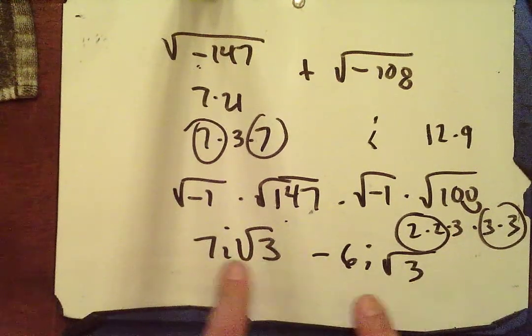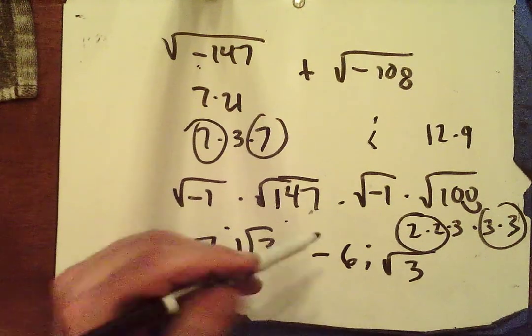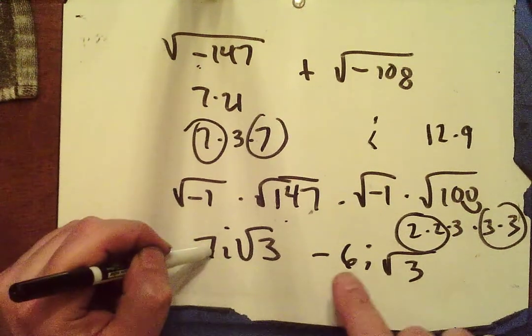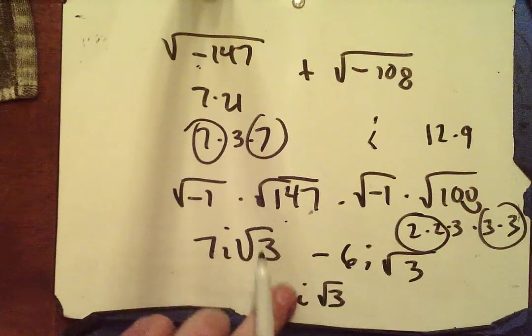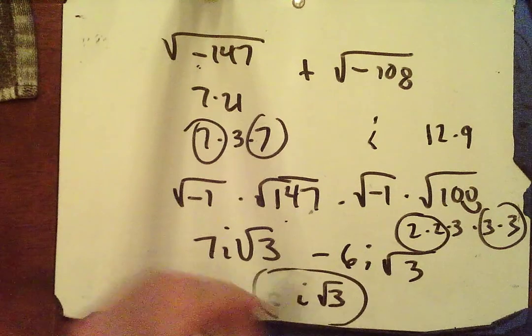Look, I can do the subtraction. I end up with 7 minus 6, or 1i root 3. And no, I wouldn't write the 1, but that is my answer there.